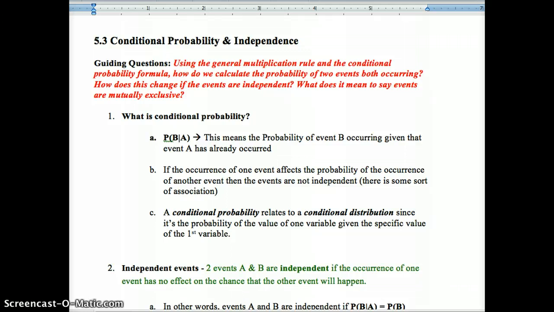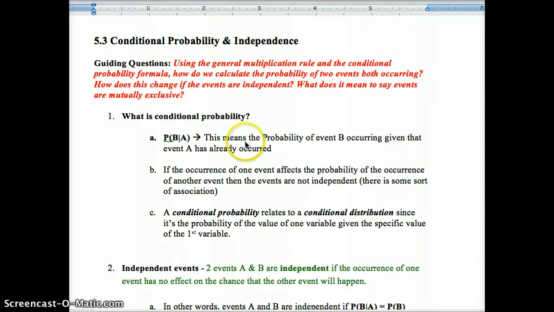So, guiding questions. Using our general multiplication rule, which we'll go through, and the conditional probability formula, how do we calculate the probability of two events both occurring? How does this change if they're independent? What does it mean to say events are mutually exclusive? As I said in class, focus on independence versus mutually exclusive. It's extremely important, and they're often confused.